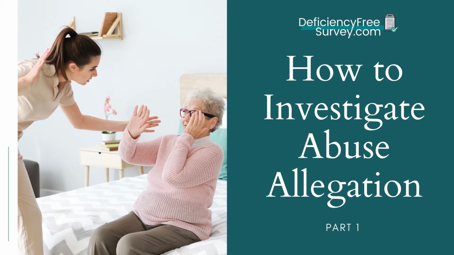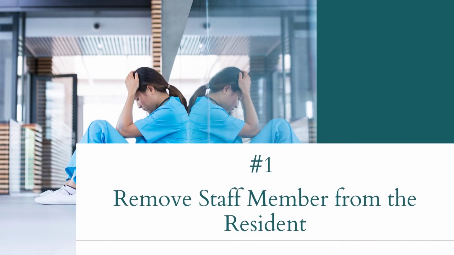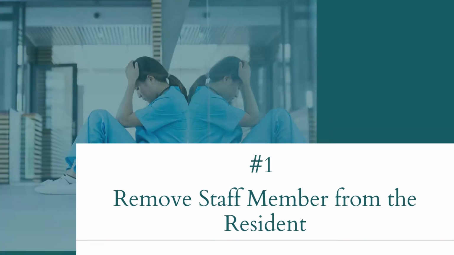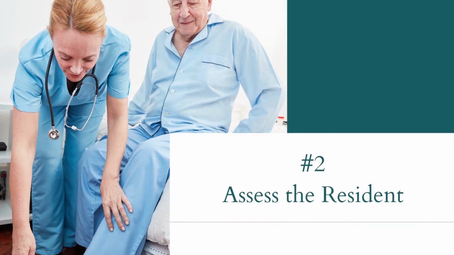Today we're going to be talking about investigation of alleged abuse. We're going to be focusing on staff to resident allegation of abuse. If your resident comes to you and says that she was abused by a staff member, how do you investigate it? First of all, if the staff member is still there, you move the staff member immediately from the resident. Once you get that done, you assess the resident, make sure there's no bruises or ecchymotic areas.